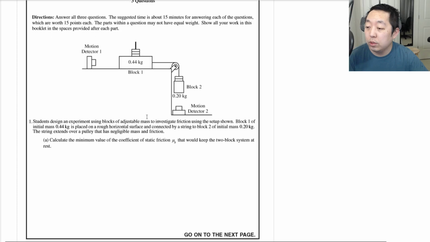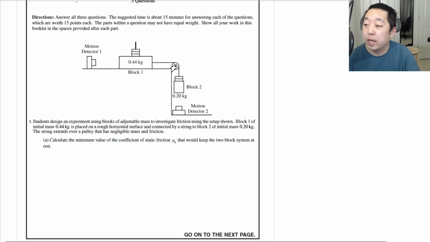Okay, so a student designs an experiment using a block of adjustable mass to investigate friction using the setup below. Block 1 of initial mass 0.44 kilograms is placed on a rough horizontal surface, connected by a string to block 2 of minimal mass. The string extends over a pulley that has negligible mass and friction. Calculate the minimum value of the coefficient of static friction that would keep the two-block system at rest.